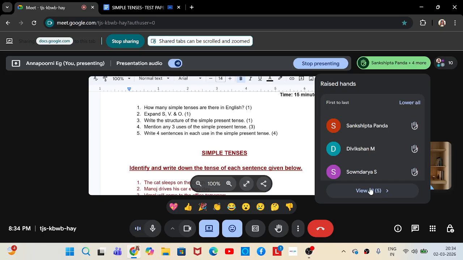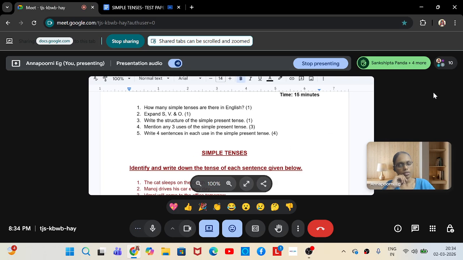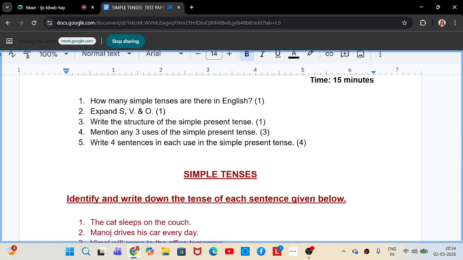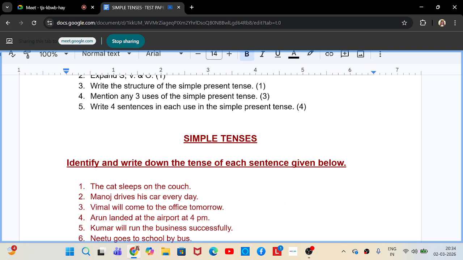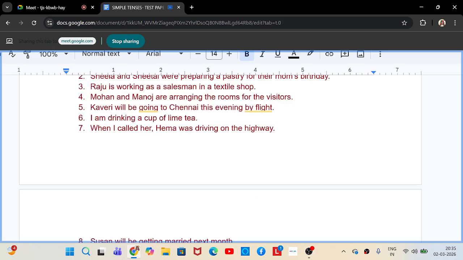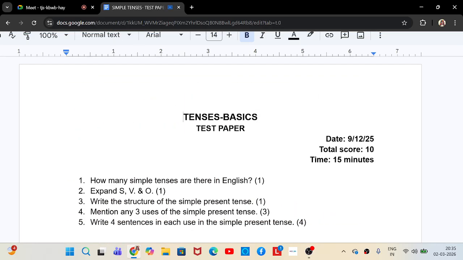So can you give an example for go, Palak? I go to school. Okay, good. So this is how you have to form questions by yourself. Next, once we complete all the tenses, we will go through these questions. I have a set of questions for you: simple tenses, continuous tenses, perfect and perfect continuous tenses. We will do it once we complete the lesson.